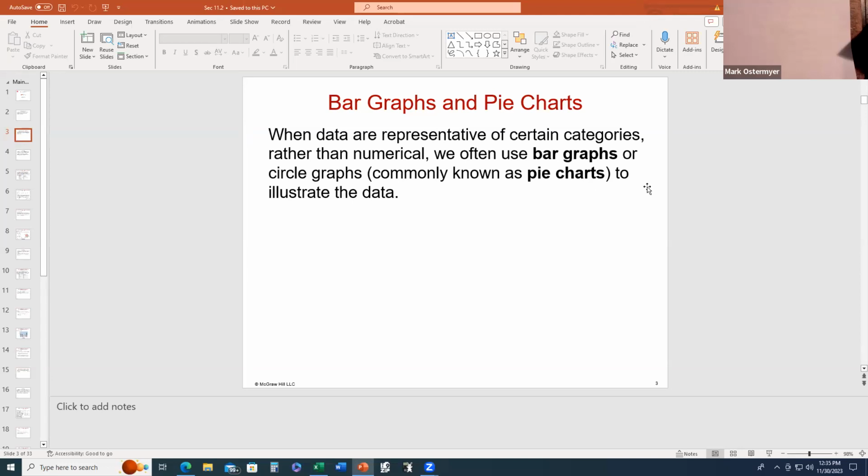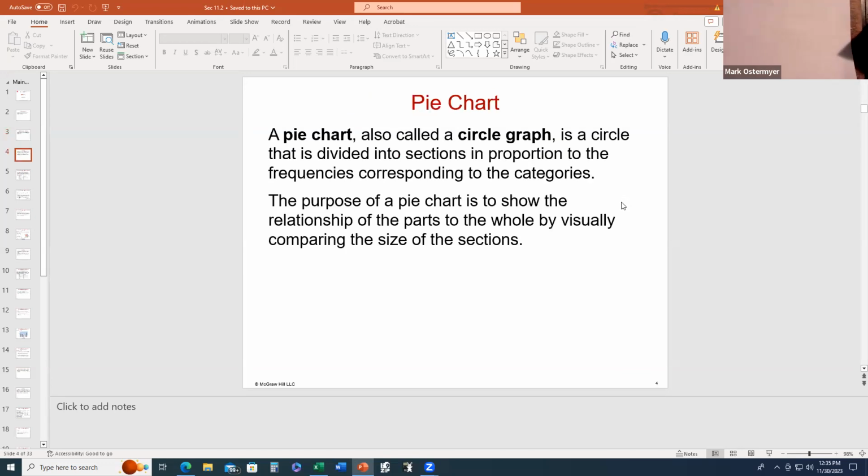All right, bar graphs usually represent categorical or qualitative data, non-numeric data, as is often the case with pie or circle graphs too. A pie chart, sometimes referred to as a circle graph, is in the form of a circle that is divided into sections that are proportional to the frequencies corresponding to various categories. And the nice thing about a pie graph or a circle chart is that it can help us see the relationship between the parts versus the whole of whatever it is that's being represented by the data.